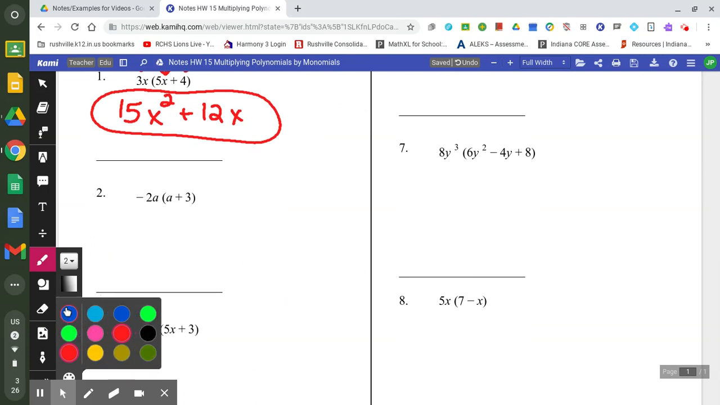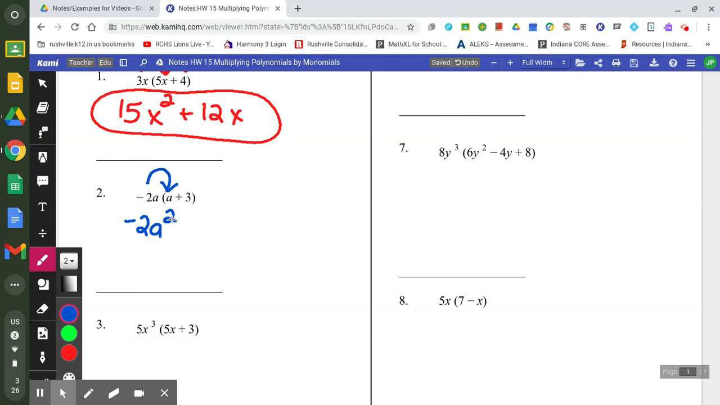On number 2, negative 2a times a is negative 2. And then a times a is a squared. And then negative 2a times 3, negative 6a.